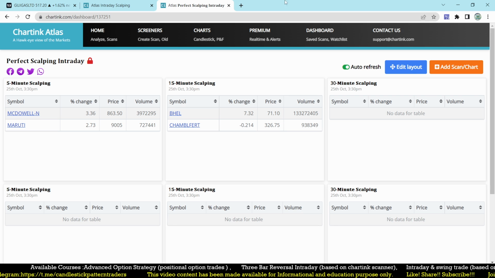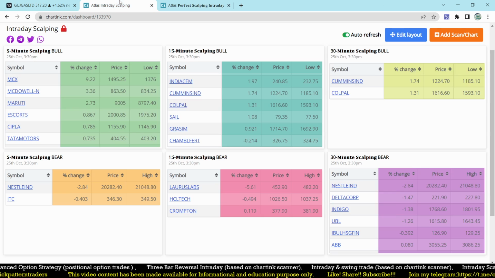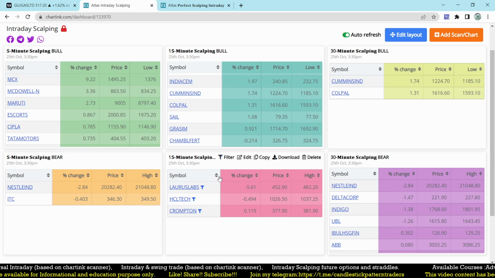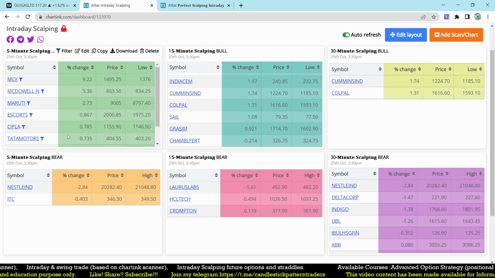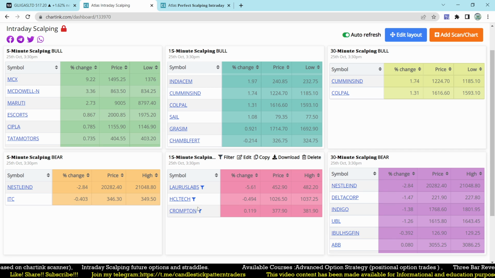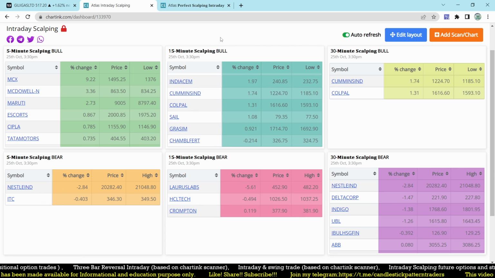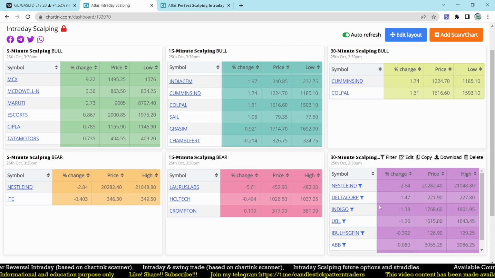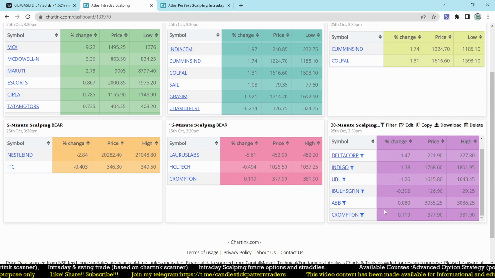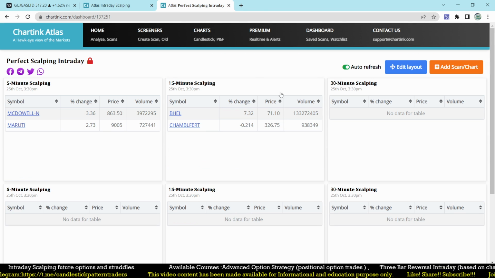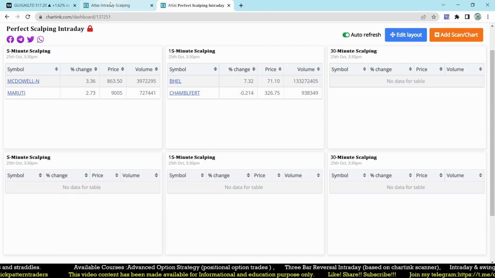So here, the perfect scanner, for which I have modified the conditions, shows the same stocks we got in intraday scalping. You see there are a lot of selling stocks present on 5 minutes, 15 minutes and 30 minutes. Let me go to 15 minutes and 5 minutes, ITC, Nestle India. Even here we find a lot more stocks on the selling side happening for intraday. But in this quality scanner, no stocks were filtered for these selling opportunities.